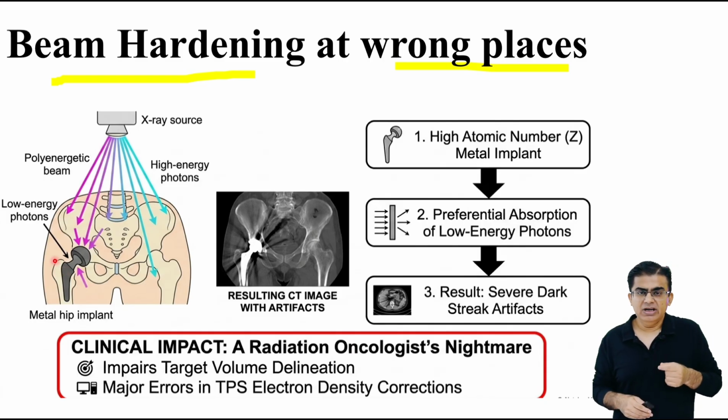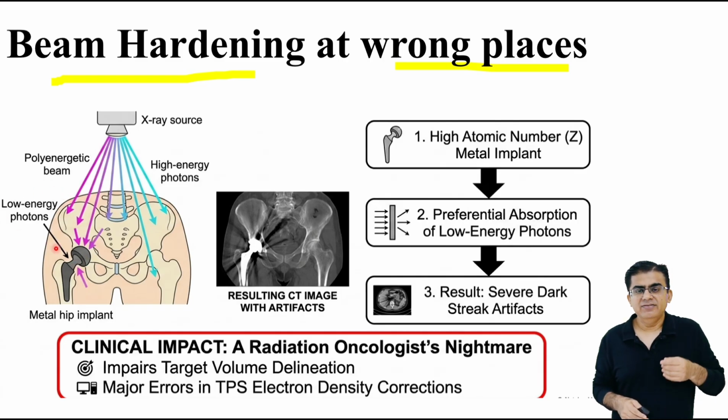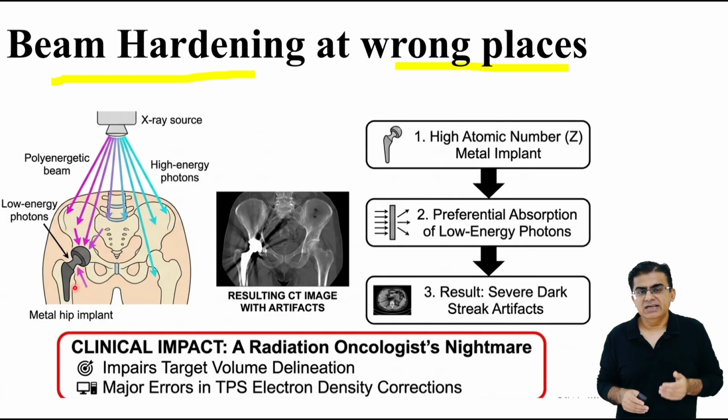When the polyenergetic beam from the CT scanner hits this implant, an intense filtering process happens. The filter strictly and easily absorbs almost all of the weak low energy photons. Only the very strong high energy photons can successfully penetrate through the heavy metal. This sudden and extreme change in the beam energy creates severe beam hardening artifacts.